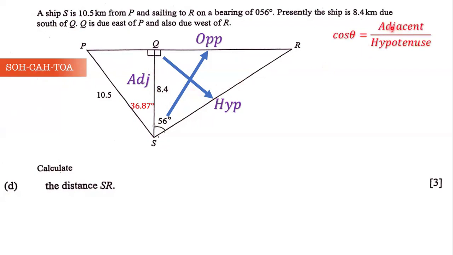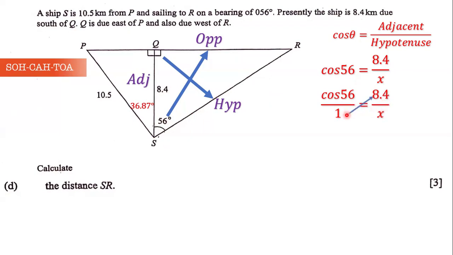What is the adjacent? The adjacent is 8.4. What is the hypotenuse? Well, we don't know what the hypotenuse is. That is exactly what we're trying to find. So we have to put x here because it's the missing side. And we know that theta is 56 because theta is the angle. So we put cosine of 56 over 1, and we set that equal to 8.4 over x. We did that because we want to cross multiply.